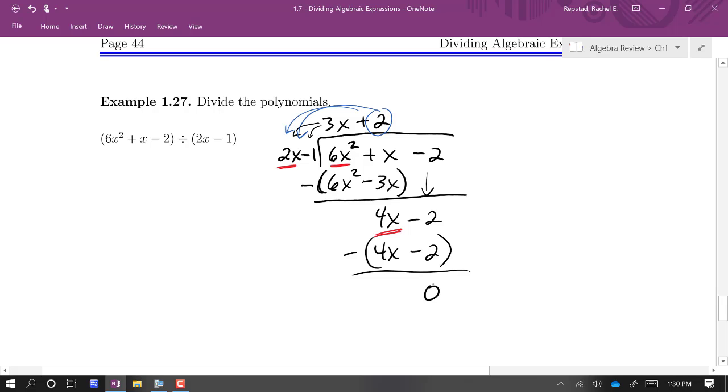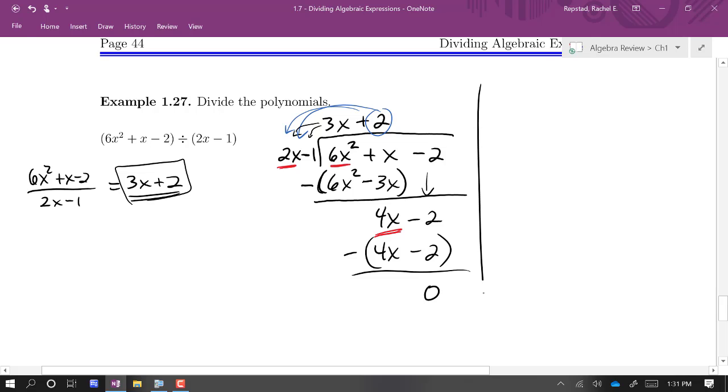That means that 2x minus 1 is a factor of 6x squared plus x minus 2. What we would say as a result is that 6x squared plus x minus 2 divided by 2x minus 1 is equal to 3x plus 2, and that is absolutely correct.